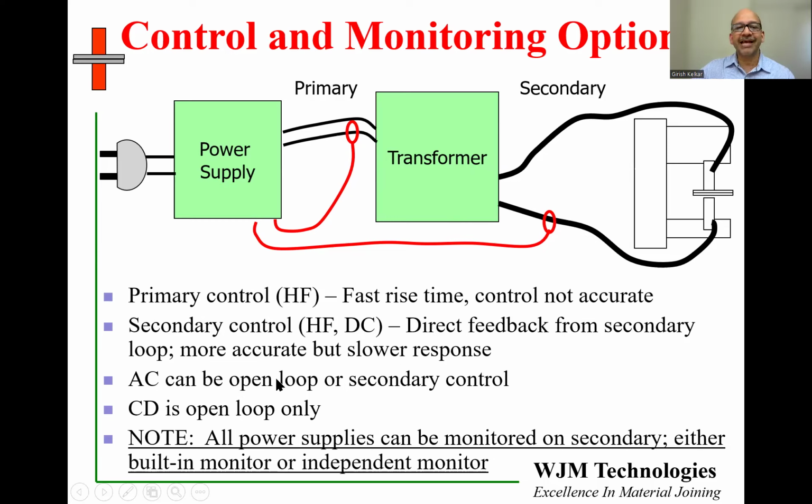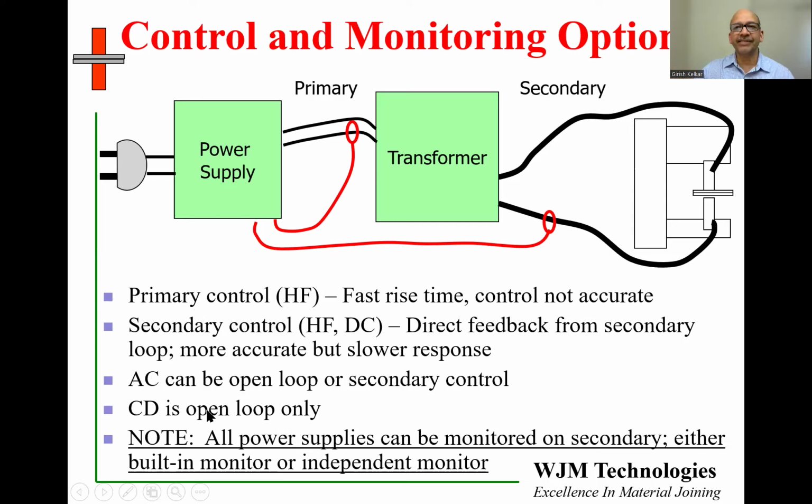AC power supplies can be open loop or secondary control. When it says open loop, that means the AC power supply supplies a certain number of cycles at a different tap setting, but doesn't specifically control exactly how much current or energy is in the secondary loop. And so that's why it can be open loop, or you can have a secondary control where you have a coil and you measure the current and provide feedback.